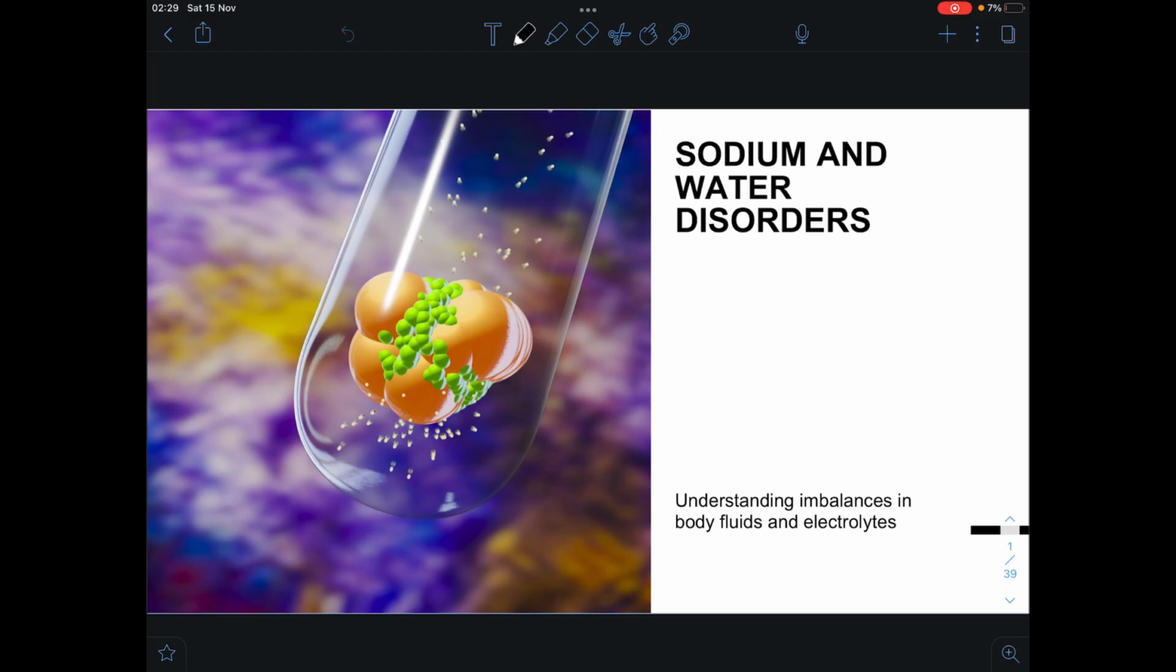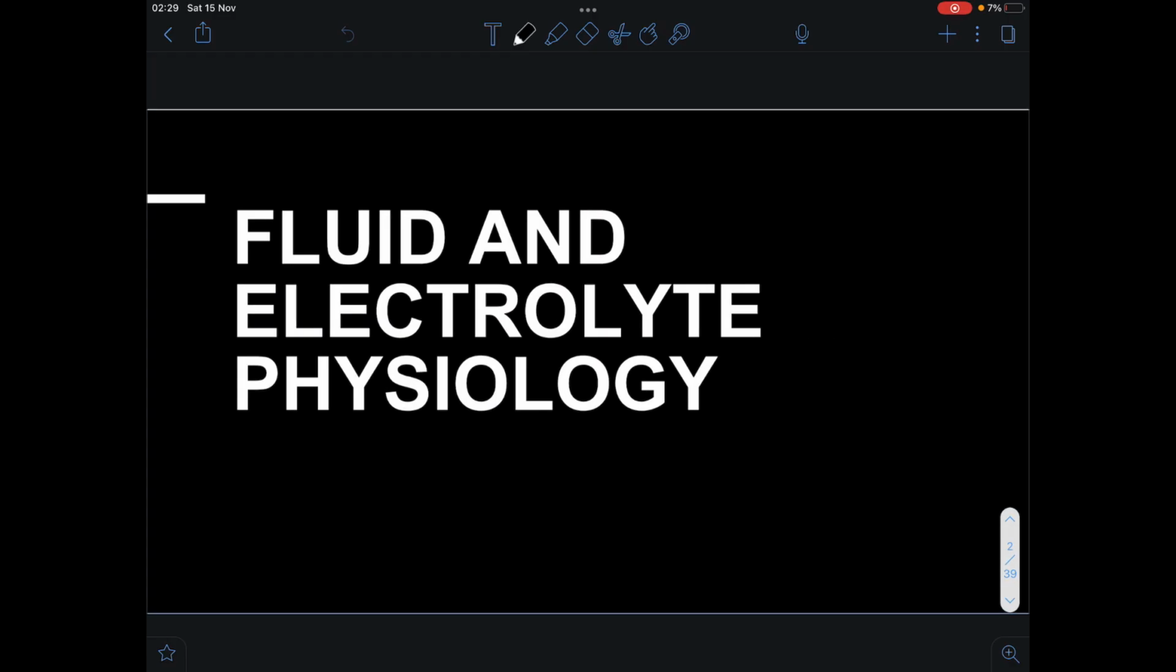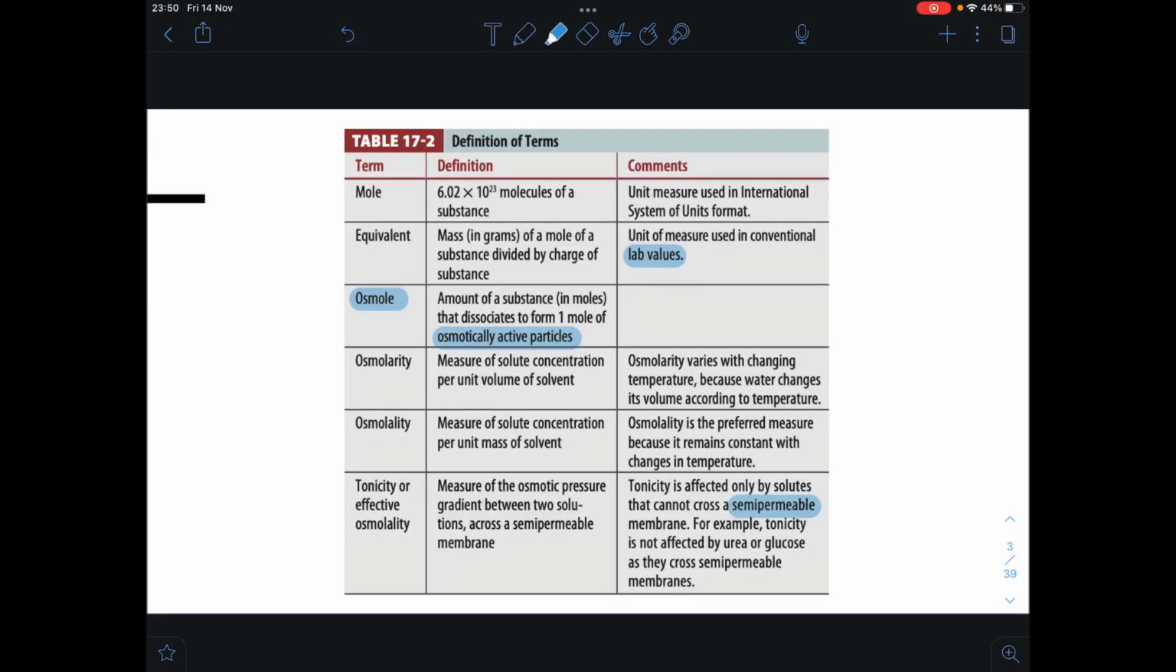Now I've divided this topic into three separate lectures. Today we'll be talking about the basics of sodium disorders, the things that you have to understand before going into the disorders of hypernatremia and hyponatremia. Now, let's talk about several key terms that you have to understand before going into sodium disorders.